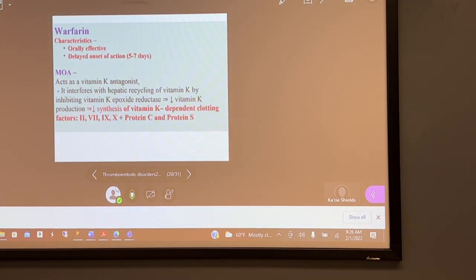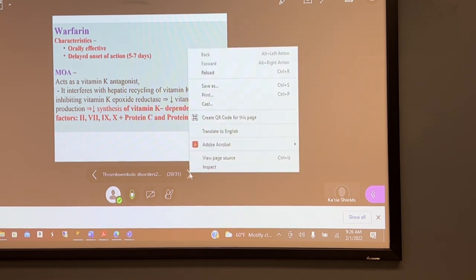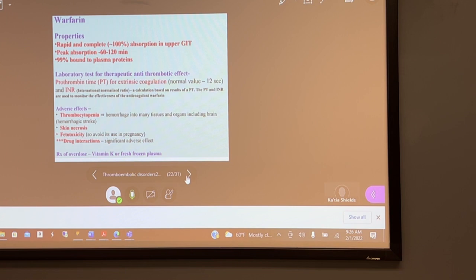Okay. So you said the epoxide reductase, that's what's happening. That's what it's by inhibiting the epoxide reductase. So the reductase is not able to. Okay. Got it? Okay, so what are the properties of warfarin?